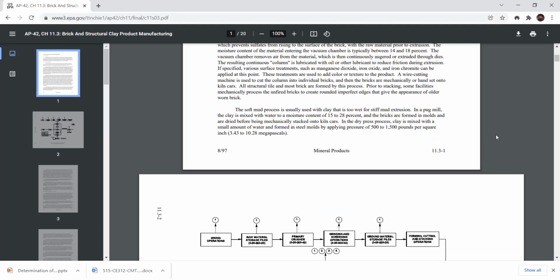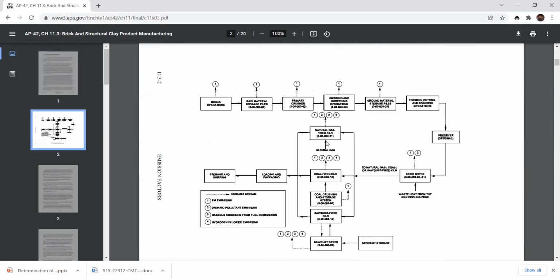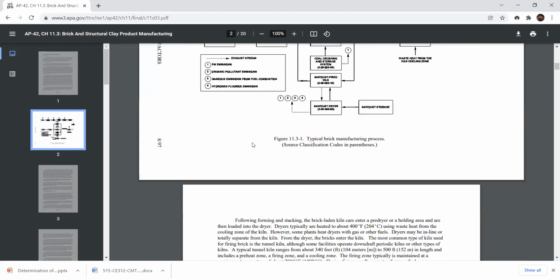In the dry press process, clay is mixed with a small amount of water and formed in steel molds by applying pressure of 400 to 1,500 pounds per square inch, or 3.43 to 10.28 megapascals. So these are the emission factors of mining operations of bricks.